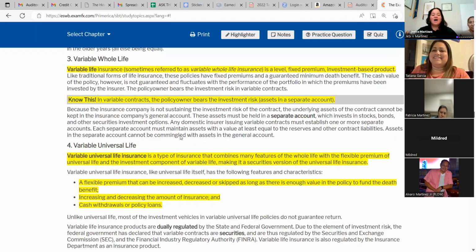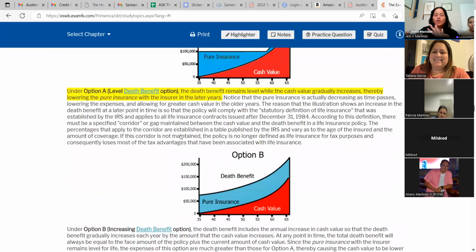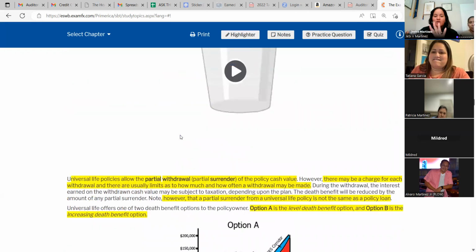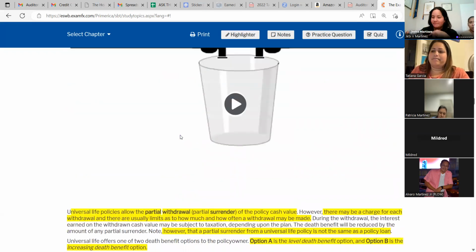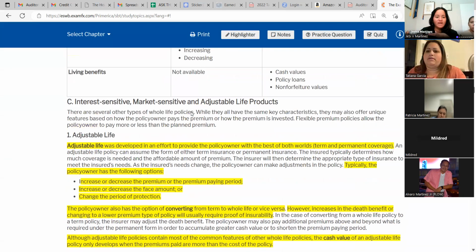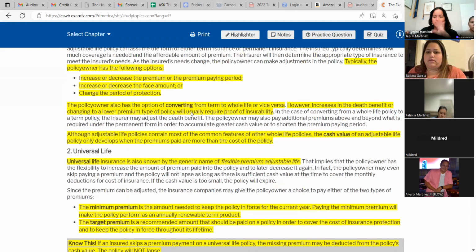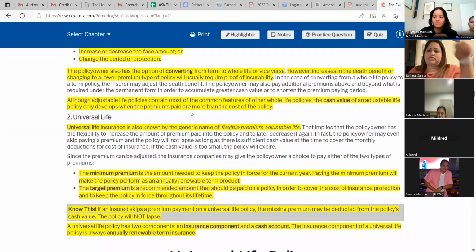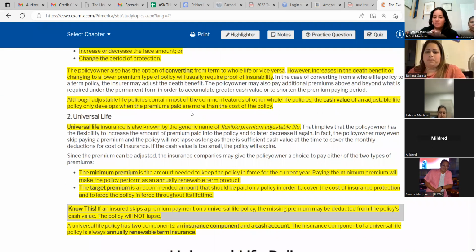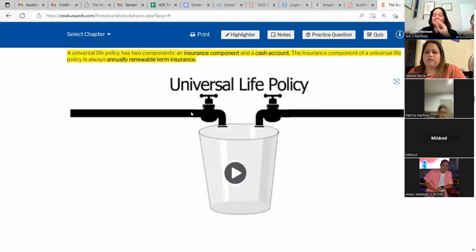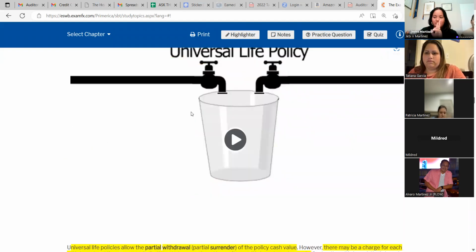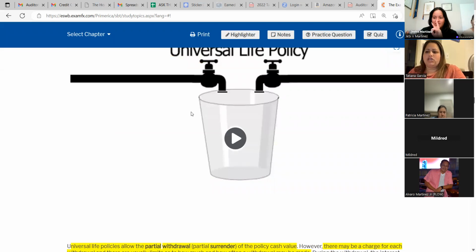Right? Okay, so we understood the part for term life. We have that down pat. We have whole life down pat, right? Now, after whole life, we had the adjustable life, which is where you can adjust what you want. And we have the universal life, right? With the minimum premium and the target premium. Inside the universal, you have two options, option A and option B.